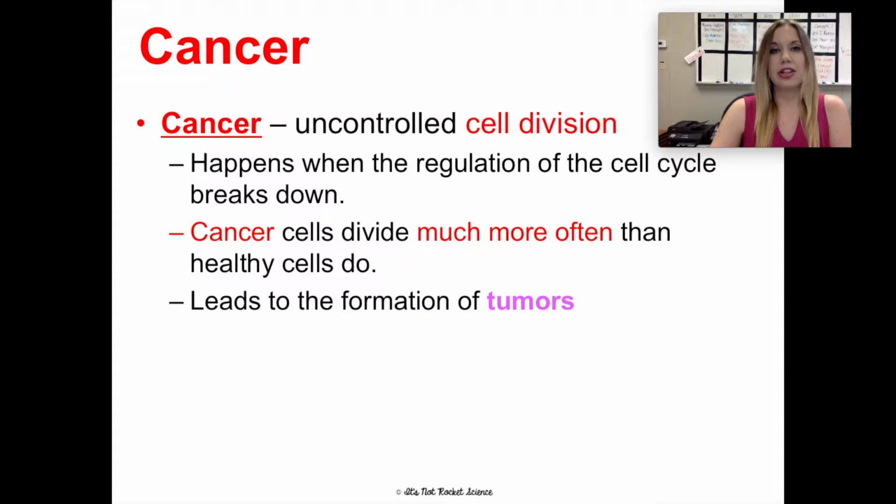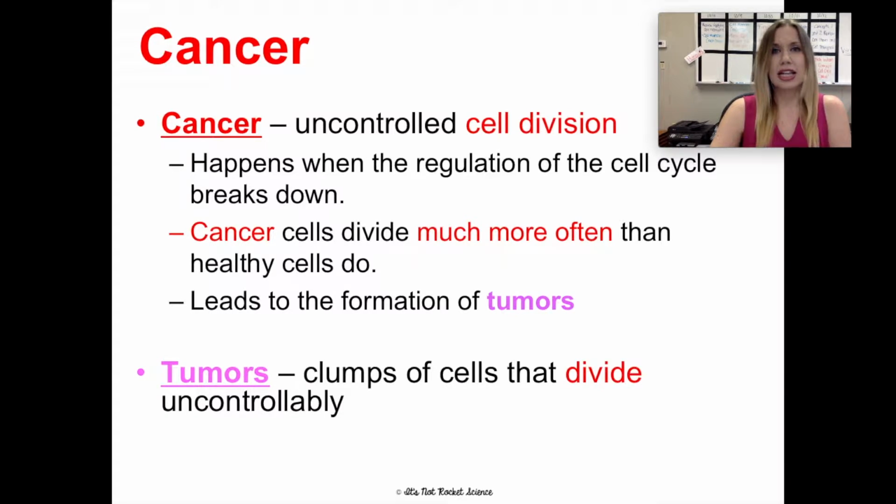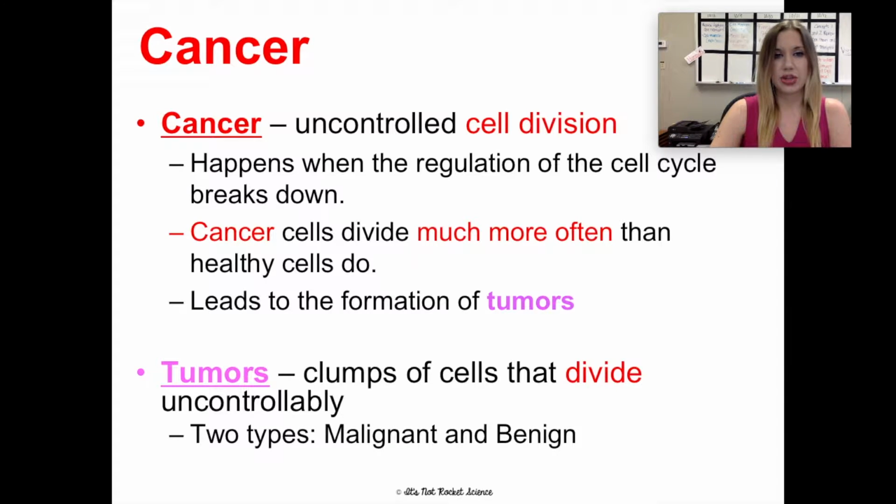And so this uncontrolled cell division leads to the formation of something called tumors. A tumor is just a clump of cells that divides uncontrollably. Once that first cancer cell starts dividing, and those daughter cells it created start uncontrollably dividing, eventually you're going to have a clump of tumor. All of those cells are dividing uncontrollably. And there are two types of tumors. The first type is called malignant, and the second type is benign.